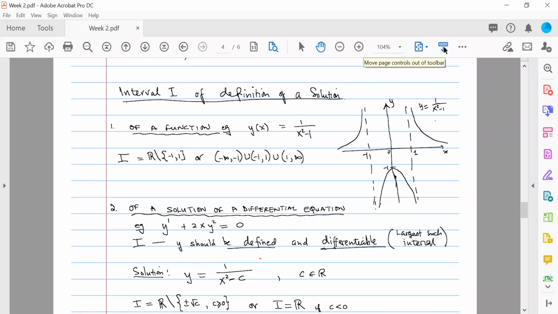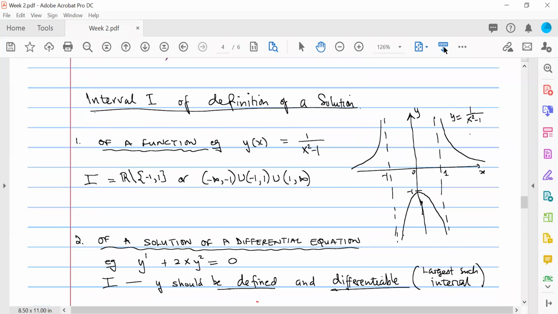So we now look at the interval definition of a solution. I want to take you back to your calculus when you were learning about functions, where the emphasis was that for a function to be defined, you need to specify the domain. And of course, to specify the domain, you started with the maximal possible domain and then looked for points that are not allowable in that domain and took them out to get the appropriate domain where the function is defined throughout.